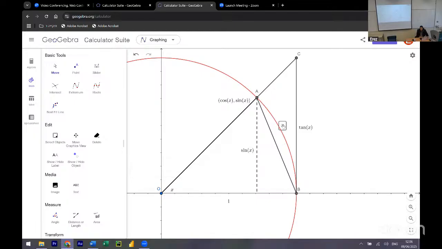The length, I'm not sure why it is not here. I'll recopy the picture.